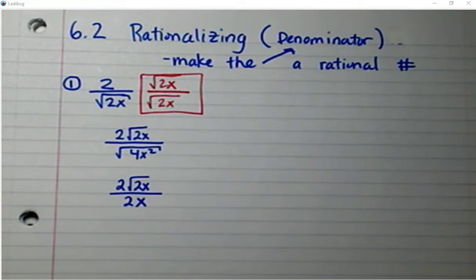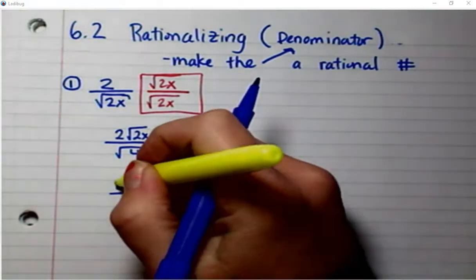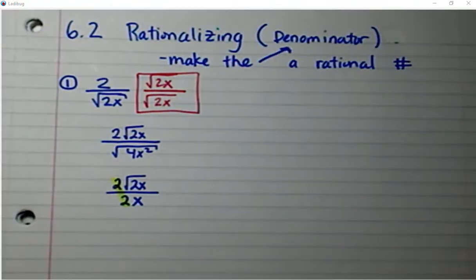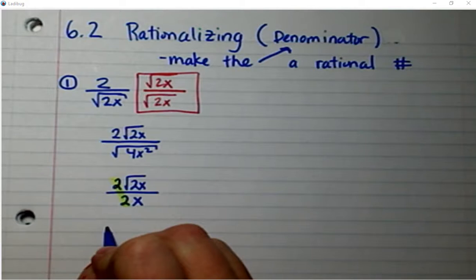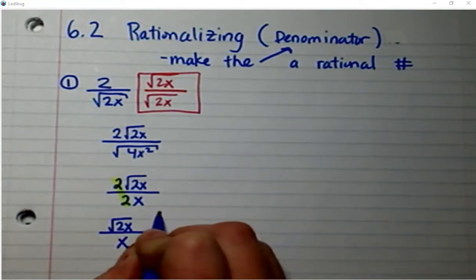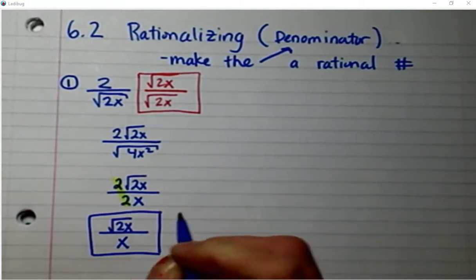And reduce the 2's. If it's outside the radical, you can reduce it. If it's inside the radical together, you can reduce it. So my final answer is 2 root 2x over x.